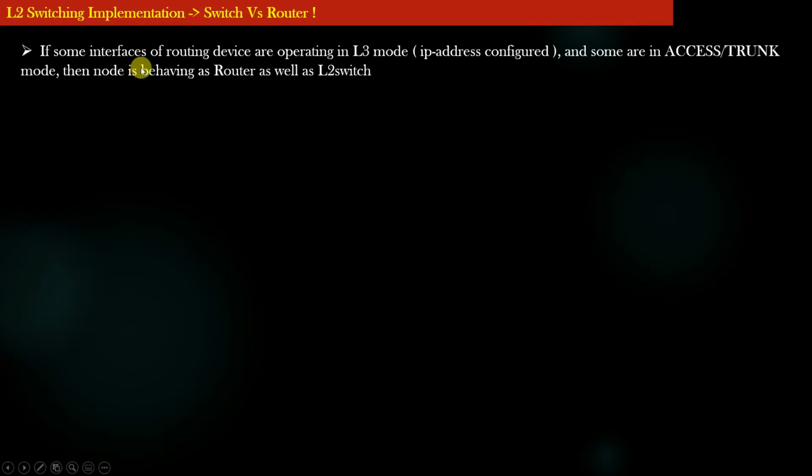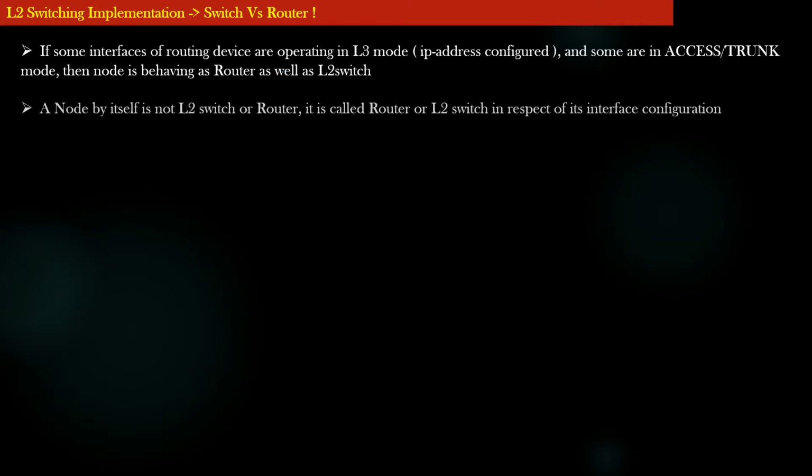So if some interfaces of a routing device are operating in L3 mode, and whenever an interface is in L3 mode, it simply means that an IP address is configured on it. And if some interfaces of a routing device are operating in either access mode or trunk mode, then we say that that particular routing device is behaving as a router as well as an L2 switch. So a node or a routing device by itself is not an L2 switch or router. It is called a router or L2 switch in respect of its interface configuration.